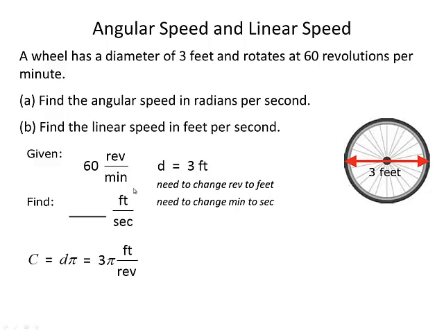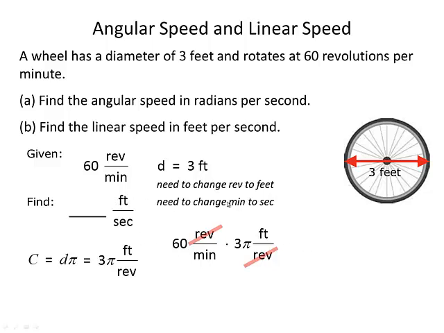So we know that we start with 60 revolutions per minute. We want to cancel the revolutions, and this is the numerator, this is the denominator. That's excellent. So we can go ahead and put that in there and multiply. We can cancel the revolutions and the revolutions. And then we have feet. Now we've got our feet.